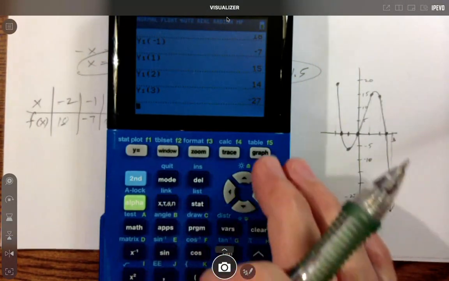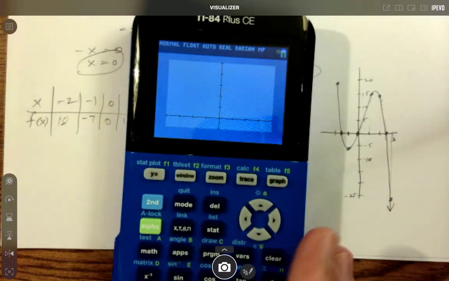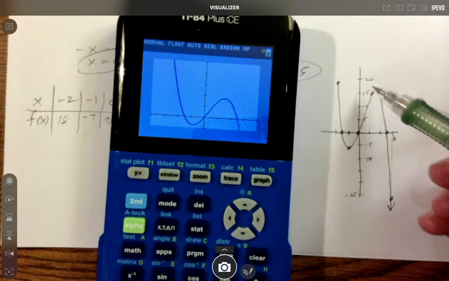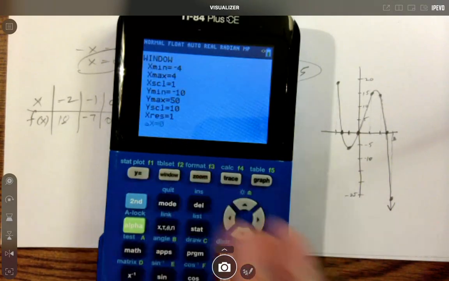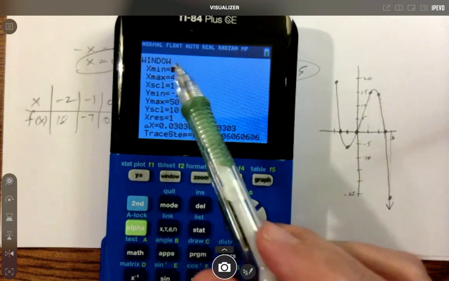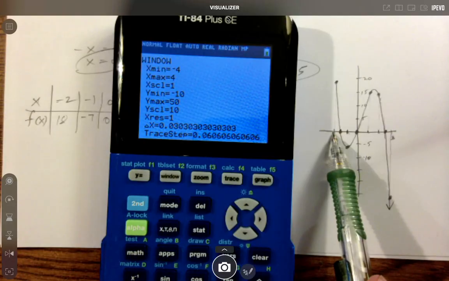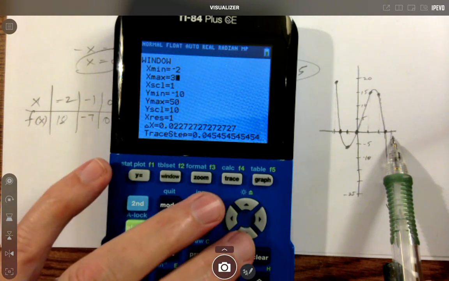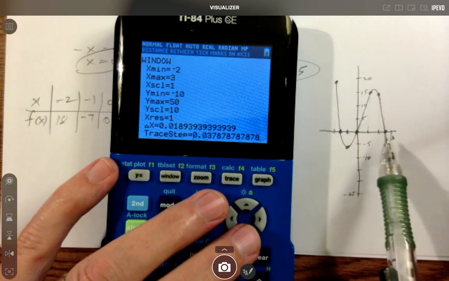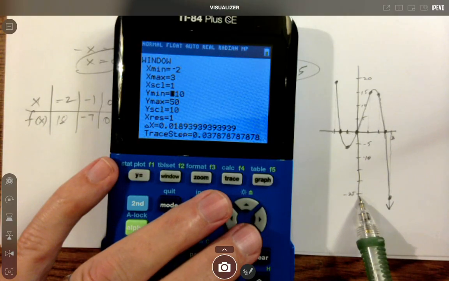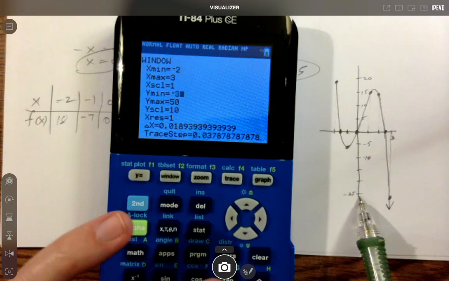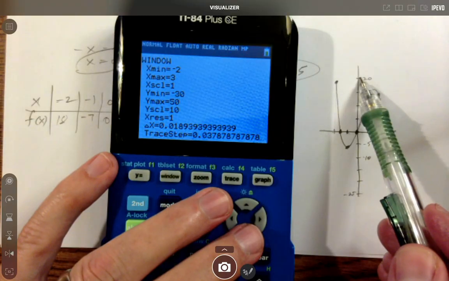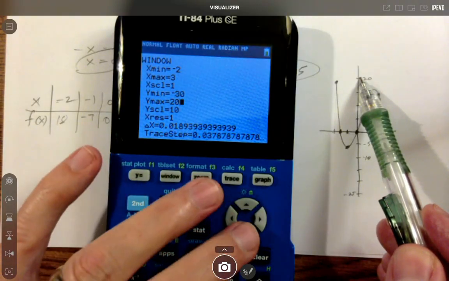Let's see, I already put it in there, so we'll hit graph. Now if I want my graph to look like this graph, I'll go to my window settings. My x minimum should be like negative 2. My x max should be 3. My scale is 1 because I'm counting by 1, 2, 3. My y minimum I'm going to put at negative 30. My y max is like 20. And I'm counting by 5s.